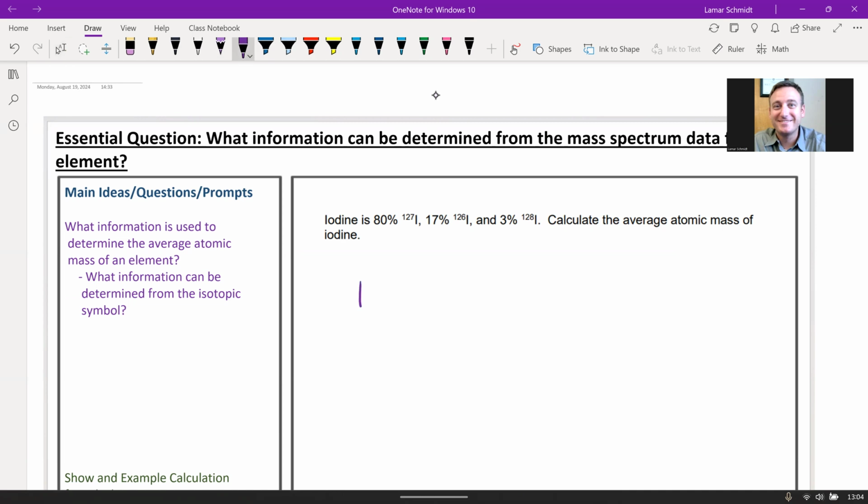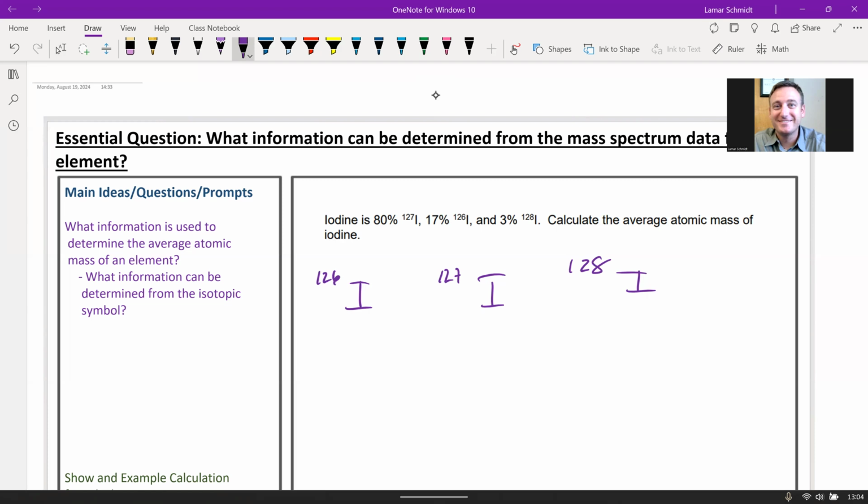So we have I-126, I-127, and I-128. These are our three isotopes. Notice they are all iodine, so they are all atoms of the same element.